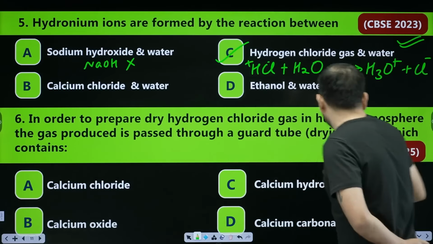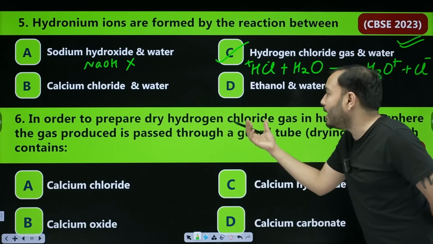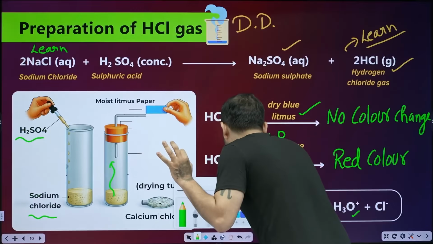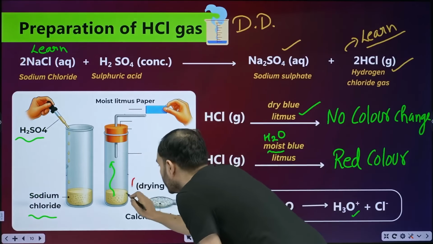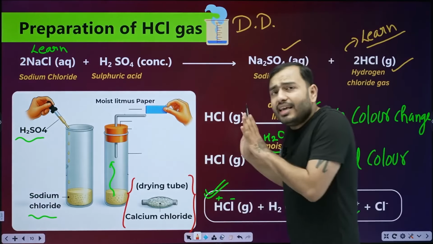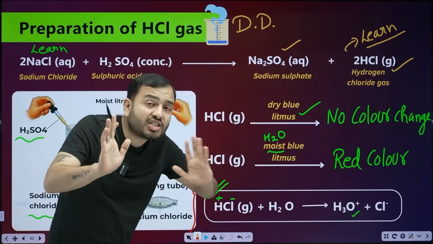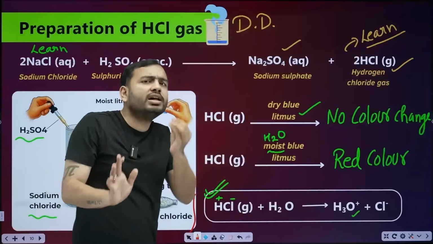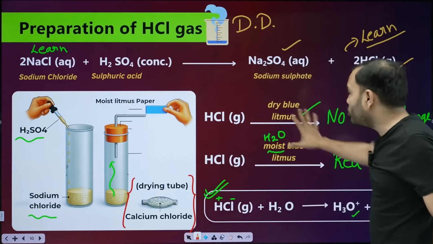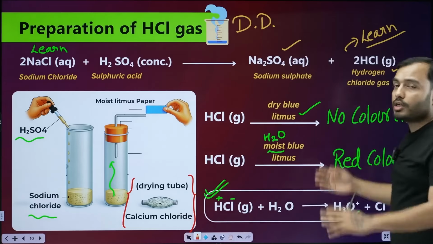Next. CBSE 2025, it came in the board exam this year. In order to prepare dry hydrogen chloride gas. Now see one more point. This was written here. If I have to do this experiment properly, what kind of HCl do I need? I need it dry. If HCl is dry, then only will I be able to do this experiment, where I test it with dry litmus or with moist.